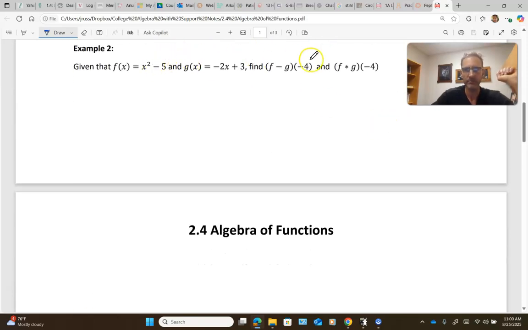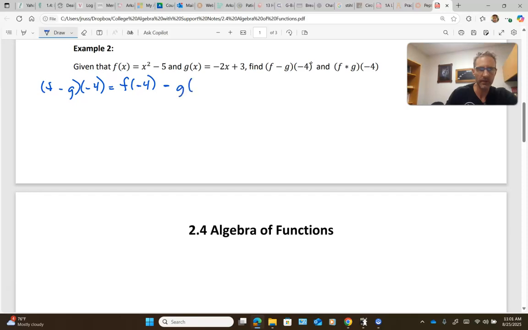Alright, so this is another two-part example here. We want to find f minus g of negative 4. I'll write this out. Okay. So the notation is going to be the same. This just means that I need to find f of negative 4 minus, and then I need to find g of negative 4. Okay.